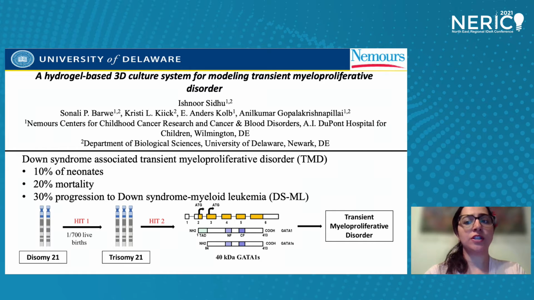TMD disease progression is multi-step, where the first hit is the presence of an extra copy of chromosome 21. The next step is a mutation in the X-linked gene GATA1, producing a truncated and oncogenic form of the protein called GATA1S. Since this disease affects very young kids, it is important to understand the disease to develop novel therapies. Next slide, please.